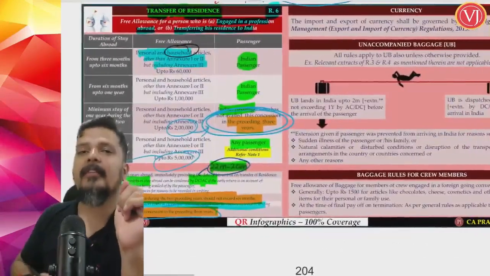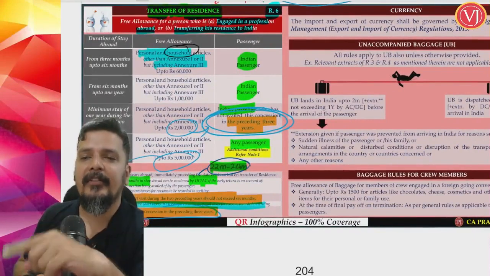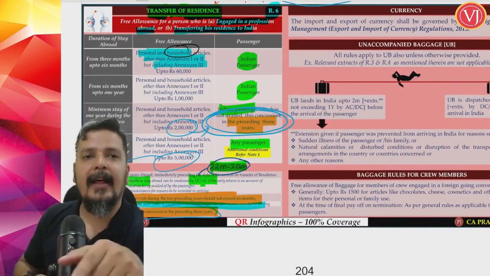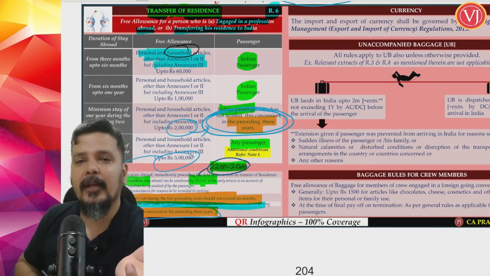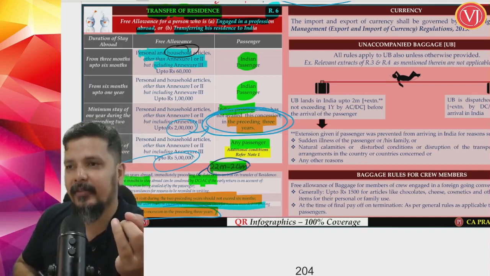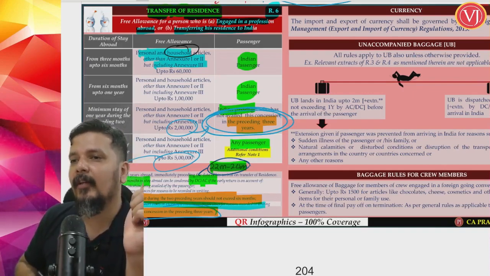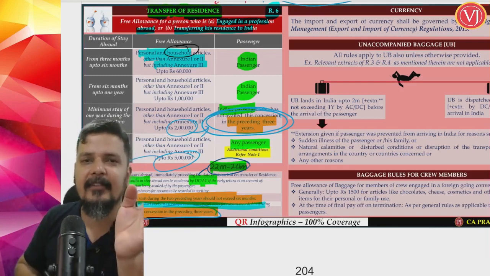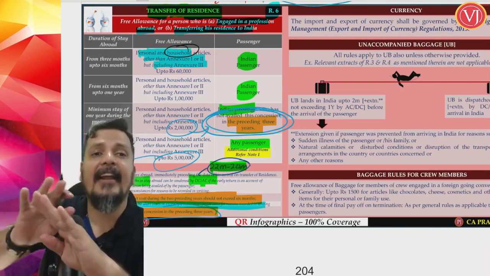Rule 6. Remember: 0 to 3 months, 0. 3 to 6 months, 60,000. 6 months to 1 year, 1 lakh. Minimum 1 year during the last 2 years, it is not 1 to 2, minimum 1 year during your last 2 years, 2 lakhs. More than 2 years, 5 lakhs. In all the cases, the condition is Indian passenger, except in the last case, any passenger. In the last 2 cases, higher exemption, that is the condition which cannot be relaxed.